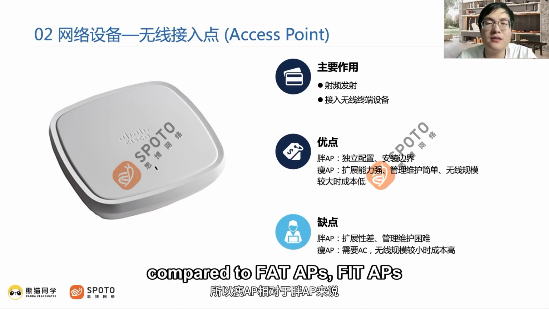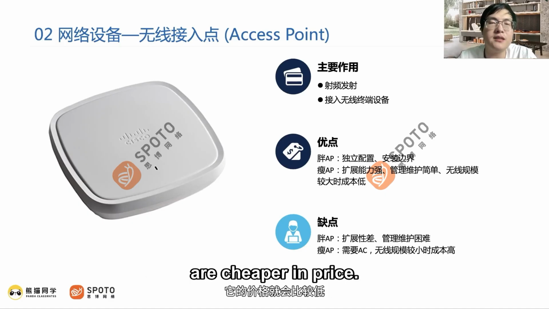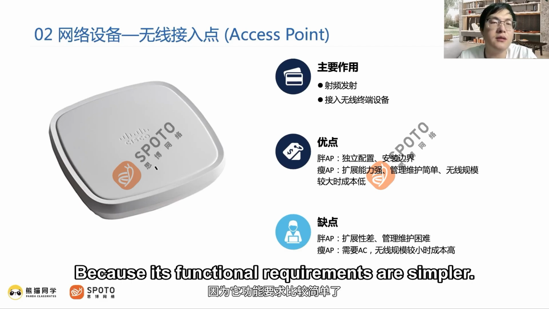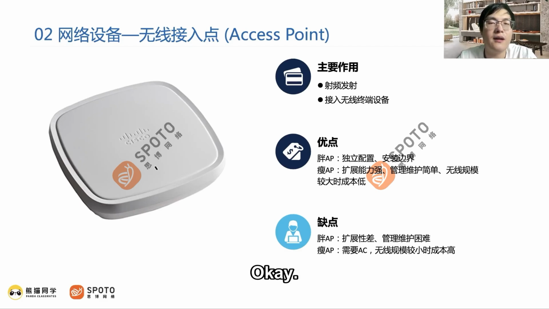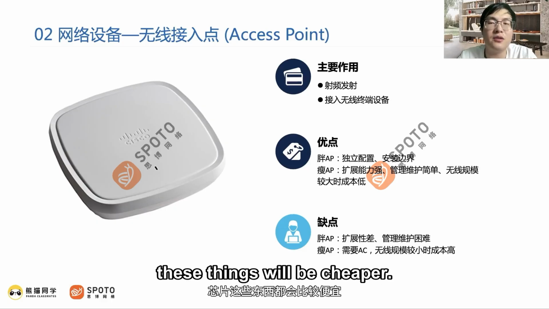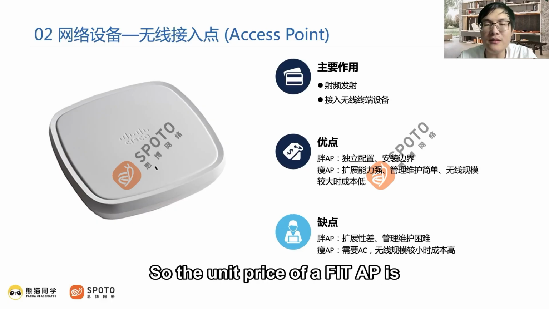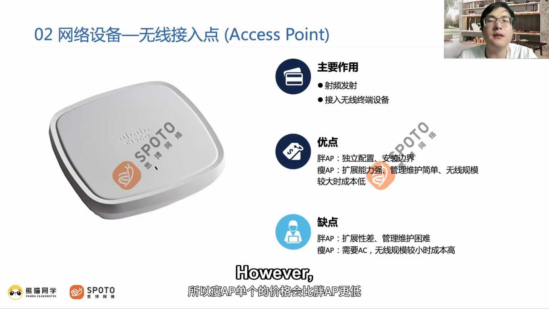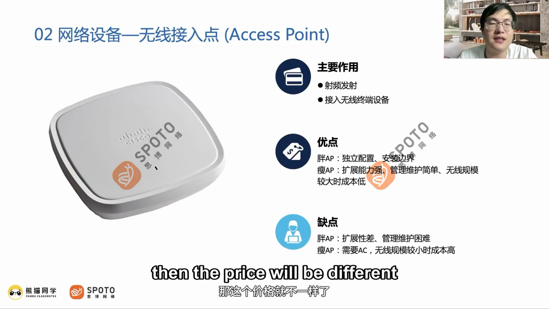Therefore, compared to FAT APs, FIT APs are cheaper in price because their functional requirements are simpler. They don't need very complex computing components or chips, so these things will be cheaper. So the unit price of a FIT AP is lower. However, if you add the AC, then the price will be different.